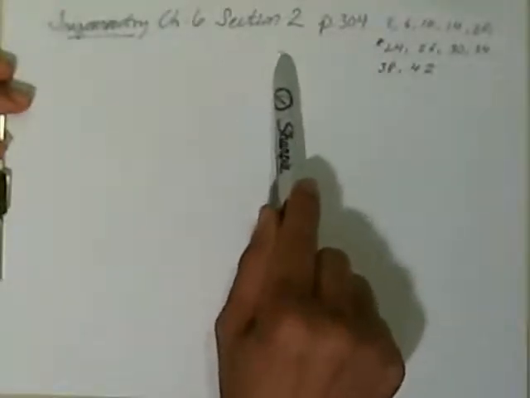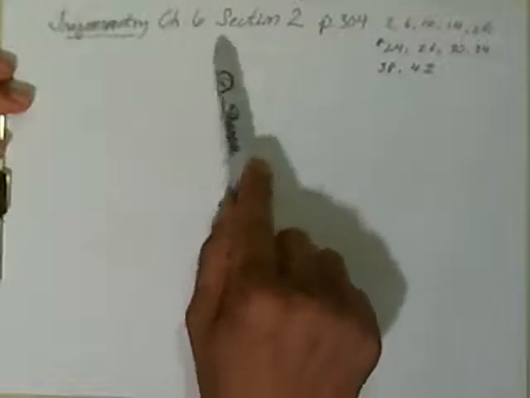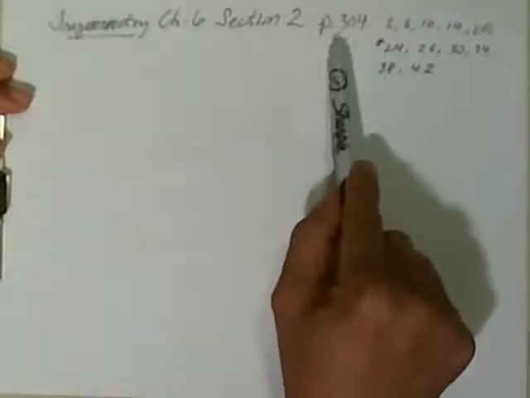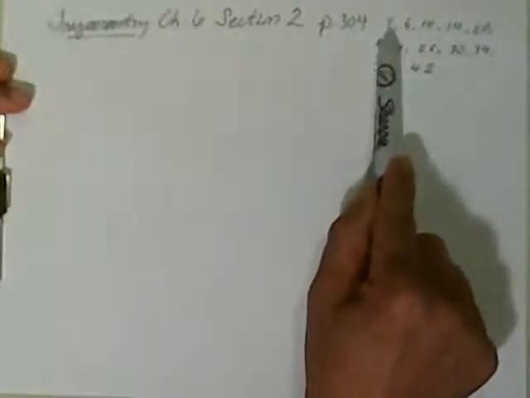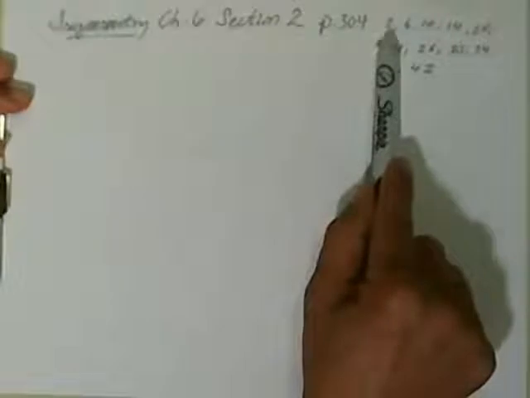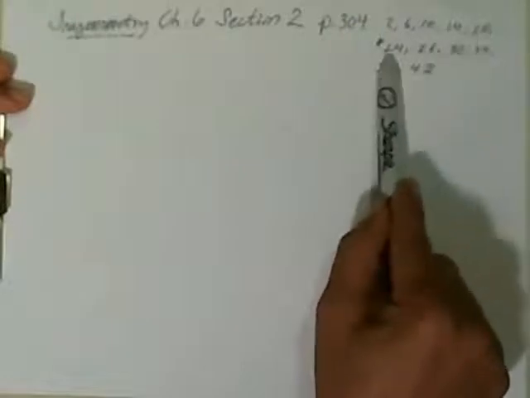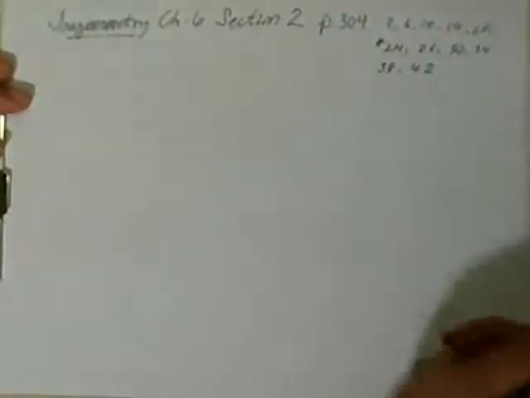I decided not to do examples because obviously I can copy it and explain it and all that stuff. I'd rather just do the problems on page 304, which is Chapter 6, Section 2, Version 4 of this book, Charles P McKeague. I'm going to do problems 2, 6, 10, 14, 20. 24 is a little bit difficult. 26, 30, 34, 38, and 42.